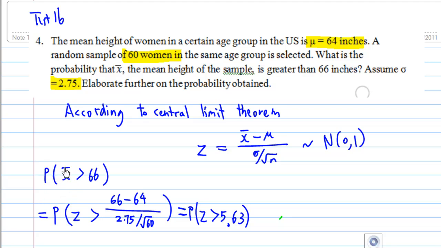This is the same as the probability of z greater than 66 minus 64 over 2.75 over square root of 60, by substituting mu, sigma, and n. And in the end, we have the probability of z greater than 5.63. So what is this probability now?